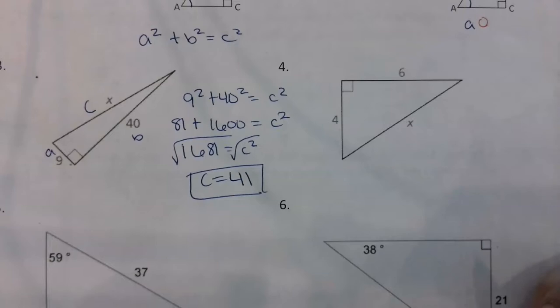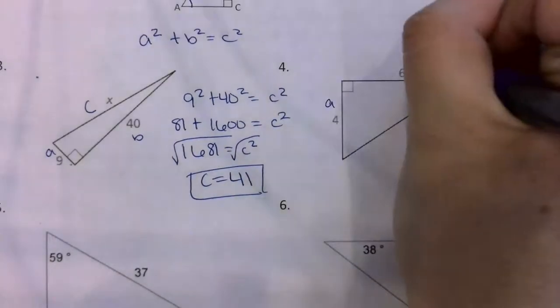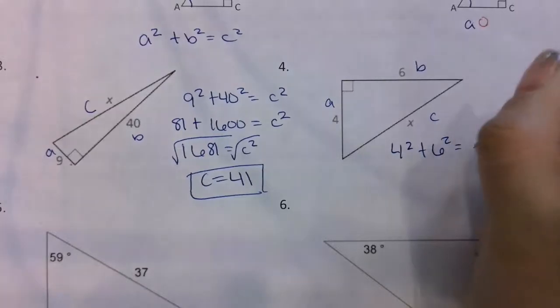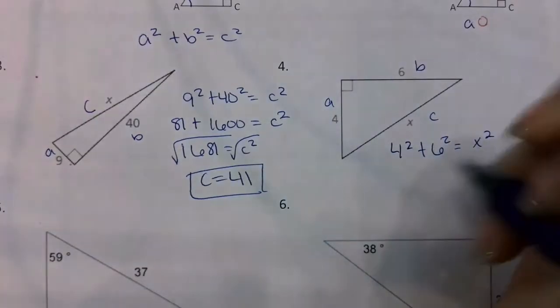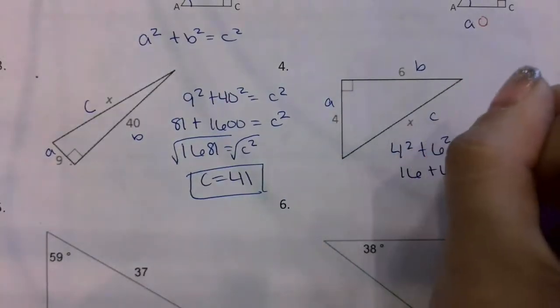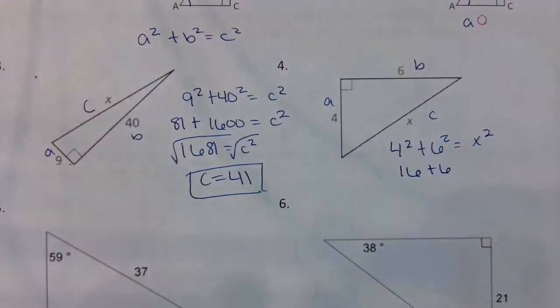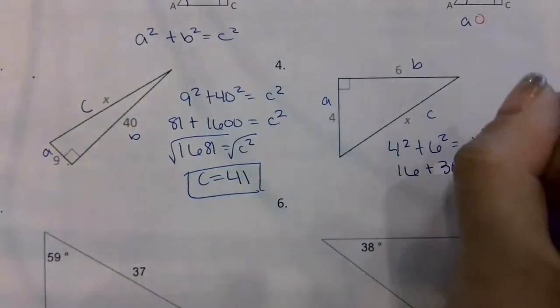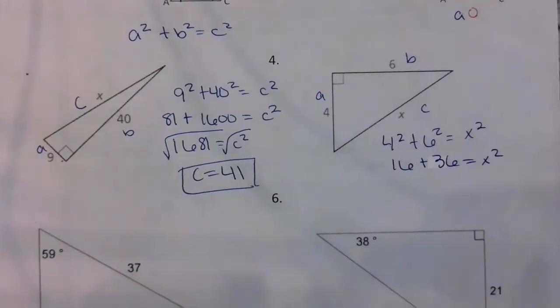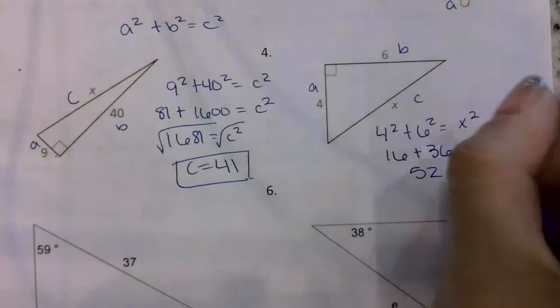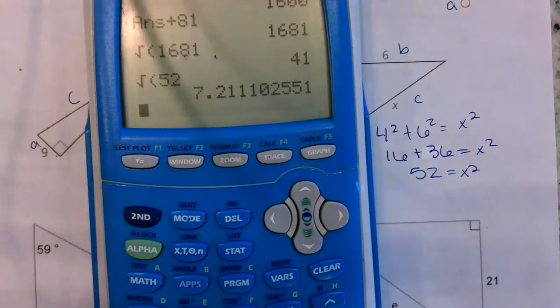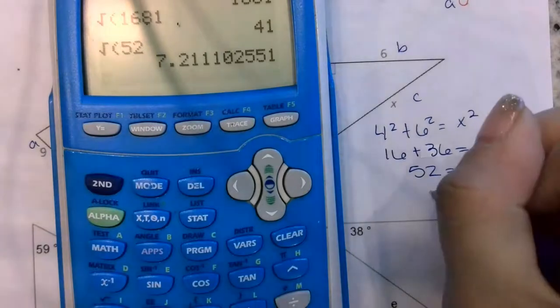Same thing for number 4. I'm looking for my hypotenuse. This is my A, B, and C. So I have 4 squared plus 6 squared equals x squared. 4 squared is 16. 6 squared is 36. Sixteen plus 36 is 52. Square root of 52 is 7.2.